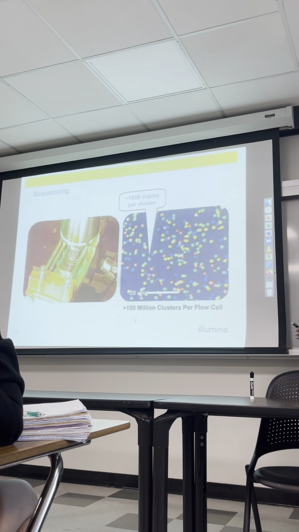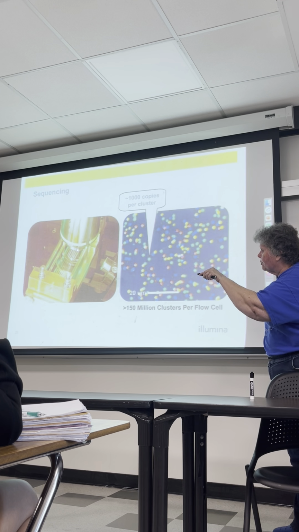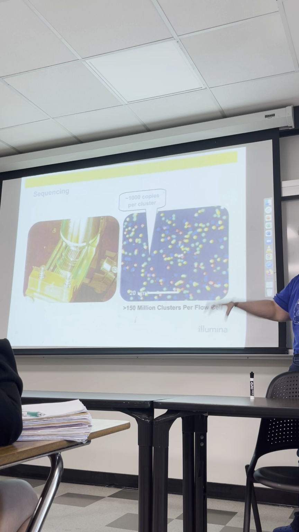So this is kind of what it looks like in the cluster. This is a picture of a really high-powered microscope on the left here, going down the microscope slide with the laser, and so it's reading all the different colors and all the different dots. So 150 million clusters, 150 different sequences able to be analyzed at a single time within those 8 channels of the flow cell.